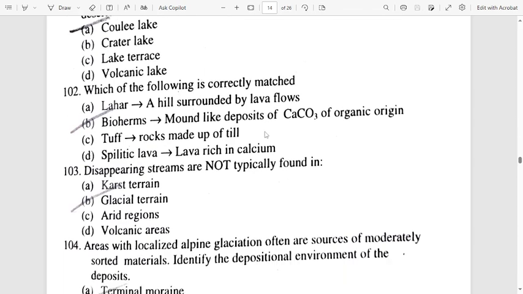Which of the following is correctly matched? Bioherms, mound-like lahar and kipuka surrounded by lava. No, lahar is that flowing earth flow or lava flow. Bioherms, mound-like calcium carbonate deposits of organic origin. Rocks made up of till is not the answer. Spelite is the lava rich in calcium. No, not calcium.